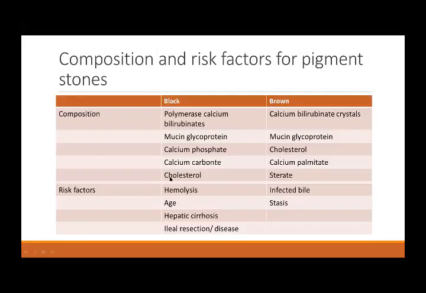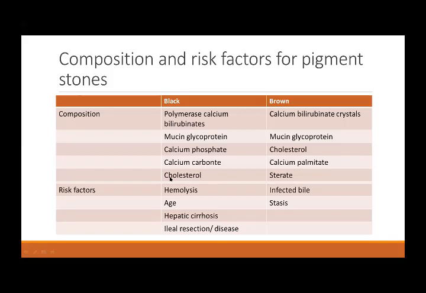So, composition and risk factors. Let's talk about the composition of stones. As you can see, the black colored stones are mainly of calcium phosphate, carbonate, or bilirubin stones. If they are brown in color, they are mainly of calcium stones, and mainly of cholesterol stones, with some calcium and calcium bilirubinate.